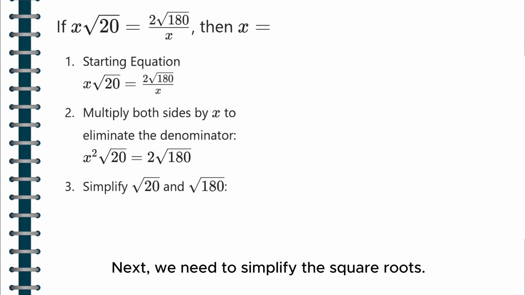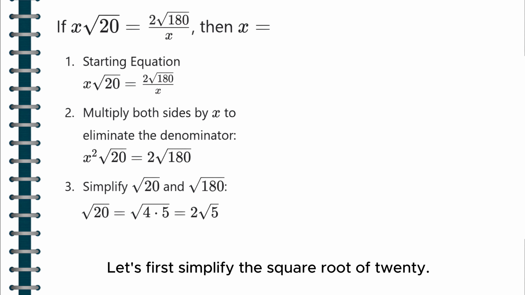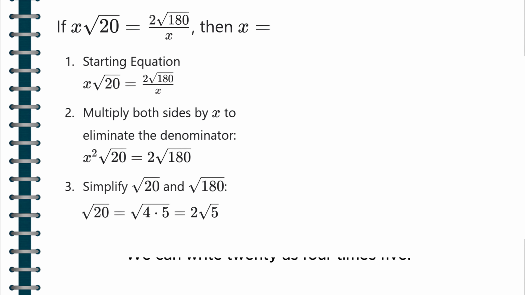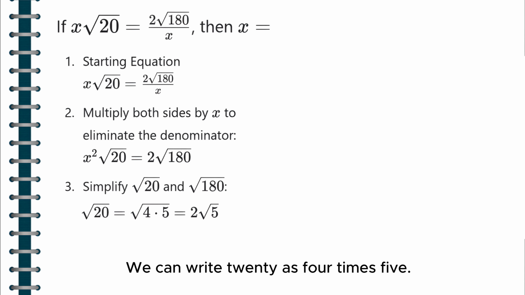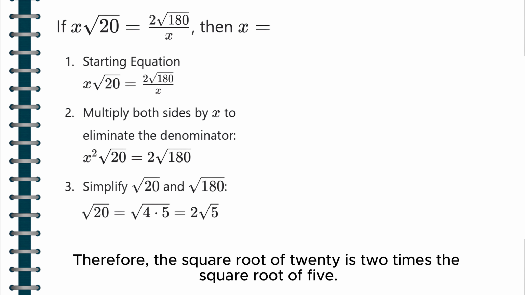Next, we need to simplify the square roots. Let's first simplify the square root of 20. We can write 20 as 4 times 5. Therefore, the square root of 20 is 2 times the square root of 5.